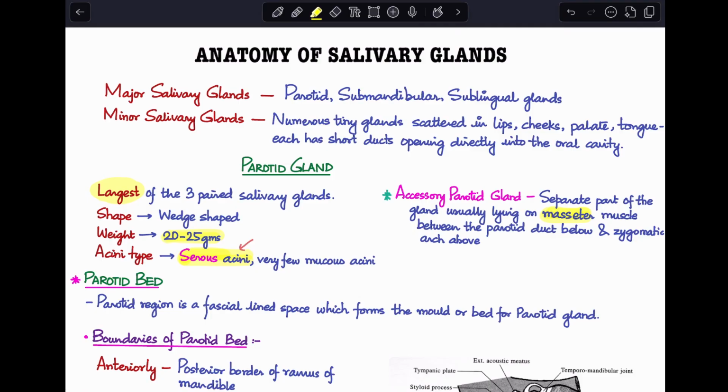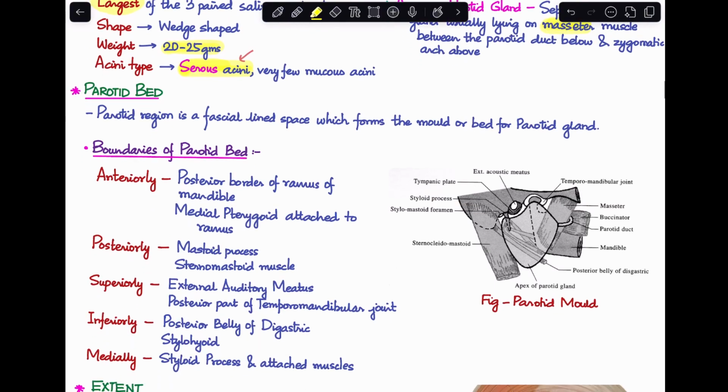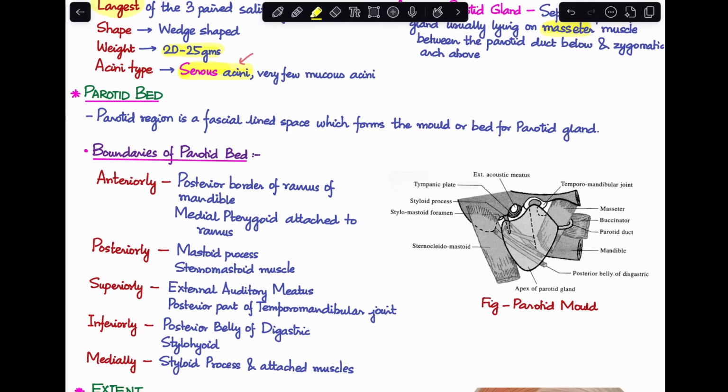So the parotid gland lies in an area which is known as the parotid bed. Now we need to know the boundaries of this area. The parotid bed is bounded anteriorly by the posterior border of the ramus of the mandible. If you see in the image over here, this is the ramus of the mandible, the posterior border of the ramus of the mandible, and the medial pterygoid which is attached to the ramus. So that is the anterior boundary.